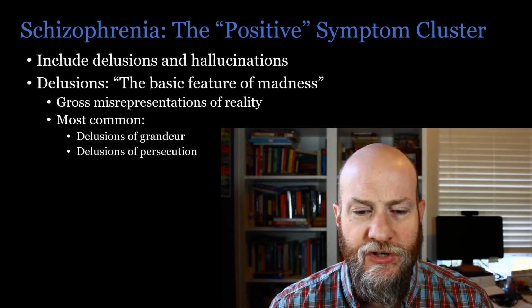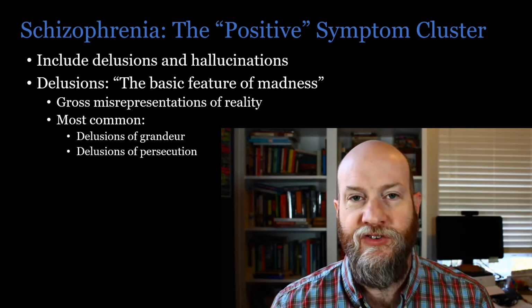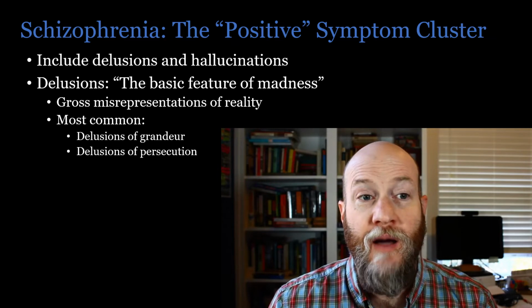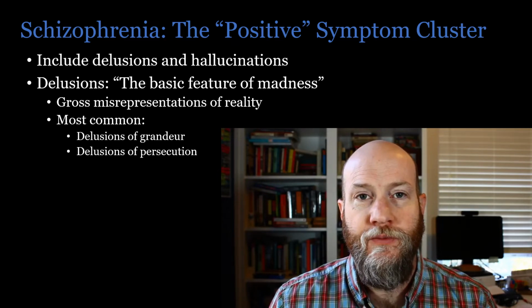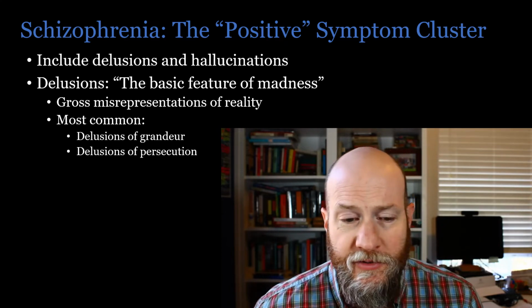Delusions of persecution are often referred to as paranoia. So this idea that the government or someone is trying to kill me is a very common example of a delusion of persecution. There are several other types of delusions that are common in schizophrenia.